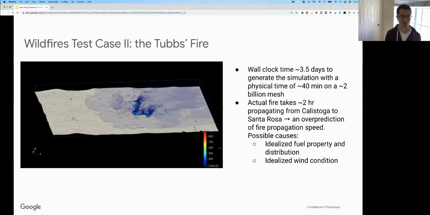One thing I'd like to highlight here is the wall clock time for our simulation is around 3.5 days. This is a run over more than 2 billion meshes. So from our knowledge, this is so far the largest and the fastest wildfire simulation that's performed on real terrain.